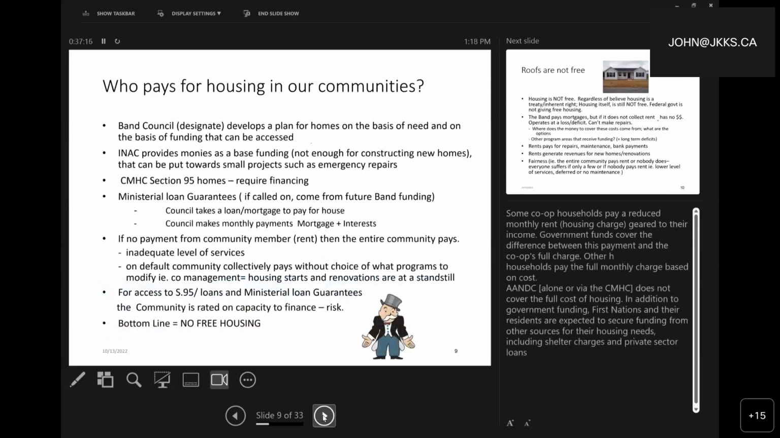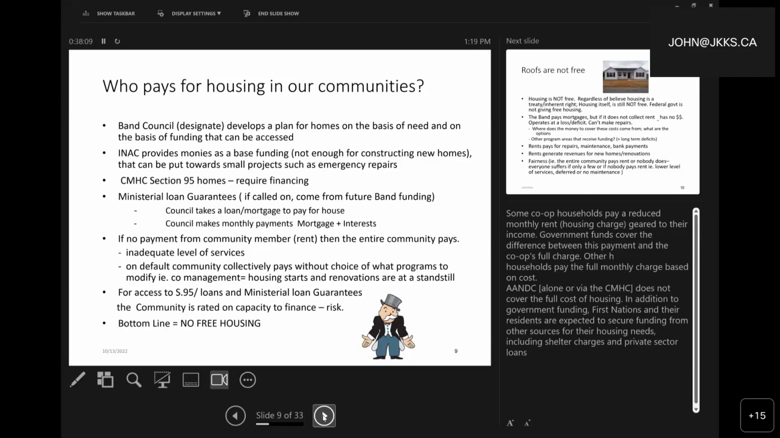So who pays for housing? Well, as I mentioned, band councils, right? They develop a plan, and based on the need, they try to seek funds. INAC provides money as base funds for construction, which can be used for some repairs and some smaller projects. You can acquire financing under Section 95, and to address Section 86 of the Indian Act, they've introduced the ministerial loan guarantees, which basically means the council takes on the mortgage, and they have to make monthly payments plus interest. And if those payments fail, the minister has a loan guarantee to cover those communities that don't pay, which is a very low percentage, by the way.